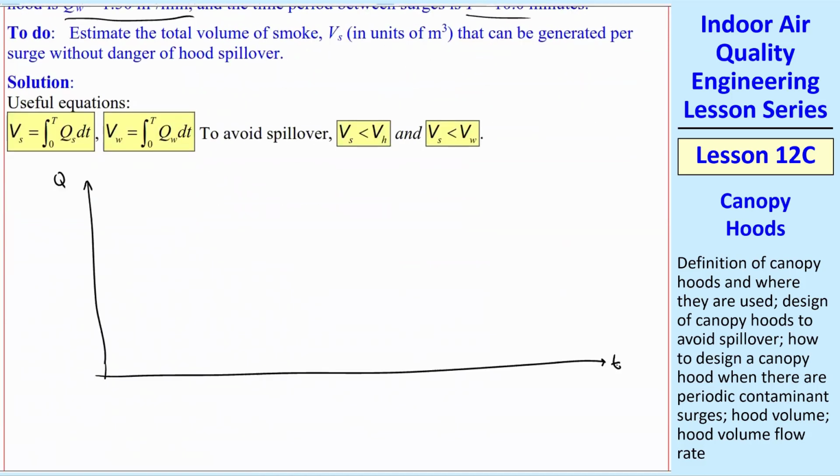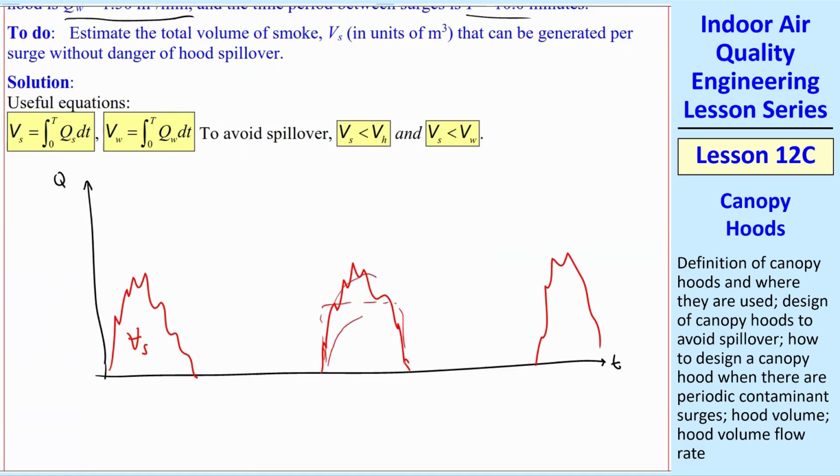Plot Q versus T, and let's suppose we have some kind of a surge like this with a volume Vs, and then at some period T we have another surge, and I don't really care what the shape is. It can be some kind of a rectangle, it can be rounded, whatever. It's the total volume that I'm worried about. And so we go from 0 to capital T. We just keep repeating this. And so the volume that we're interested in is this volume Vs.